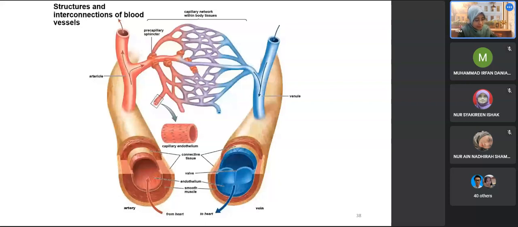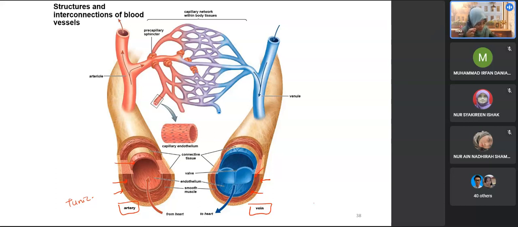Okay, the structure and interconnections of blood vessels. If you look at the wall of the artery here and also the wall of the vein, it has 3 layers. Satu, bahagian luar, bahagian tengah dengan bahagian dalam. Sama juga bahagian luar, tengah and also the inner lapisan. So the tissue layers of the blood vessels, we call the tunics. Ada 3 layer: tunica intima, tunica media, tunica adventitia.